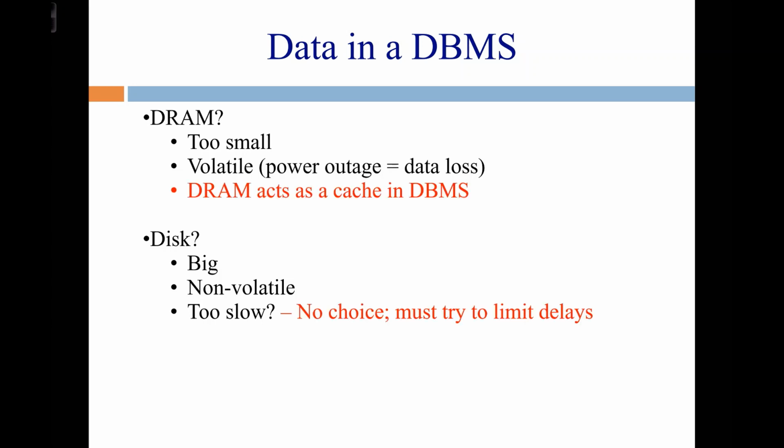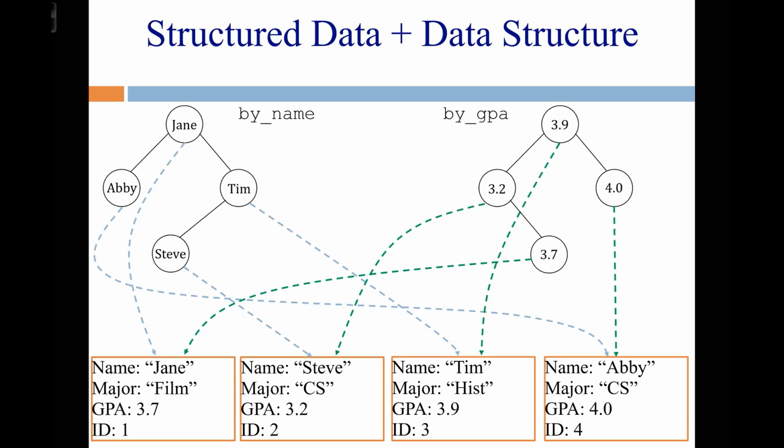So we have no choice. We do have to go to disk. It's slow, so our goal is going to be to limit those delays. And then DRAM is going to look more like the cache in a normal program. So normally you try to fit as much into cache as possible. In a DBMS, we're also going to try to fit as much into DRAM as possible and kind of treat it like a cache for performance optimizing purposes. So whatever data structure we use for these indexes, they will have to be designed with efficient disk access in mind.